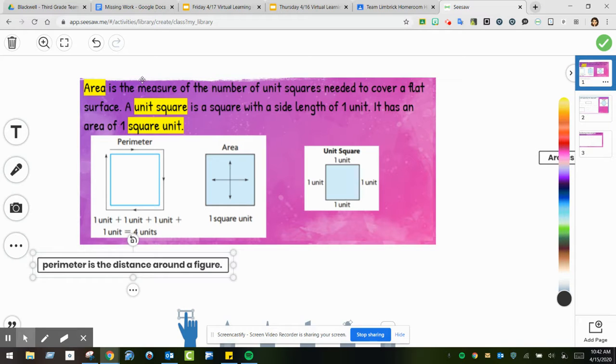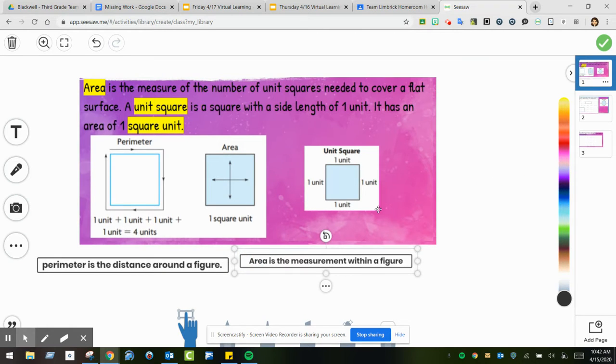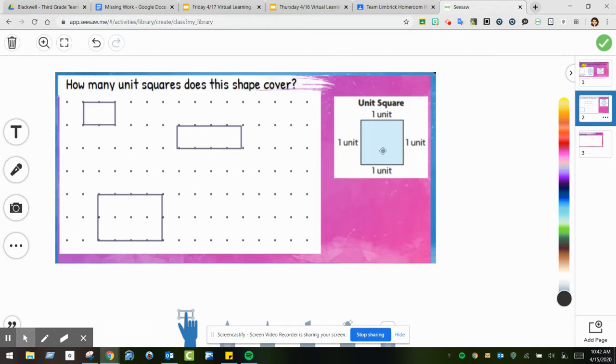Area is the measure of the number of unit squares needed to cover a flat surface. So basically, a unit square is this piece, and we're figuring out how many of these unit squares it takes to fill the area, how much space is inside that it's taking up. So we're learning about that today. Area is the measurement within a figure. We're going to use these unit squares to find the area within a shape.